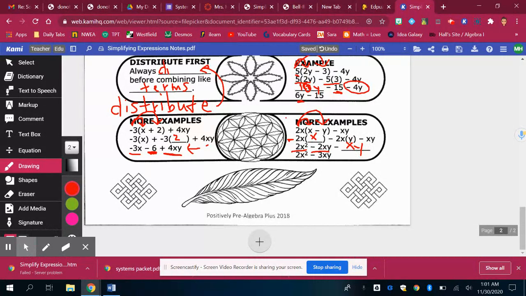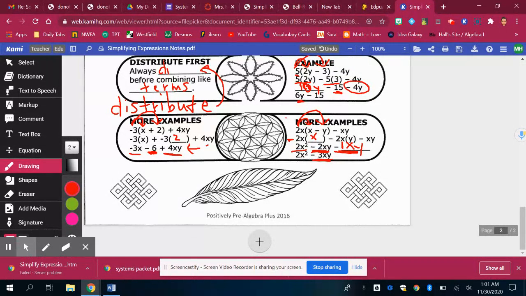Now we can combine like terms if we have any. So here I see this positive 2x squared doesn't have anything to go with it because notice there's an exponent there. The other terms that we have do not have exponents on them. We have a negative 2xy minus 1xy, which gives us a negative 3xy. So here they combine those like terms.